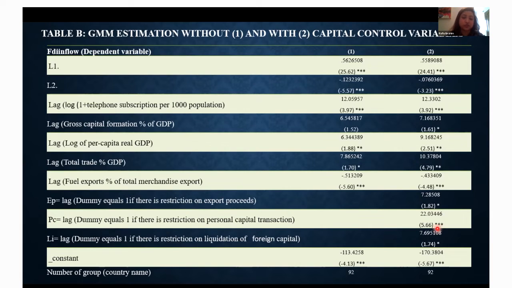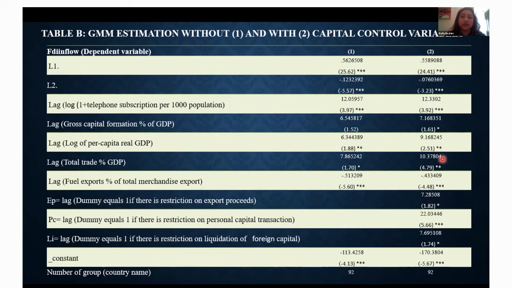Now, I would like to mention here, there is a list of capital control variables that a country imposes from time to time. However, in my study, I have only included those which were found significant.